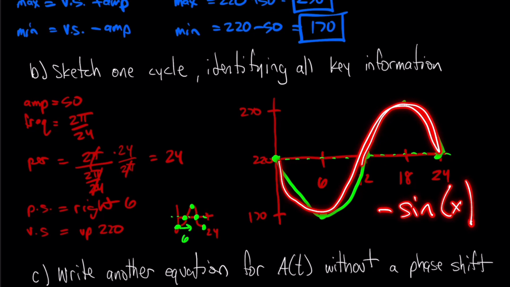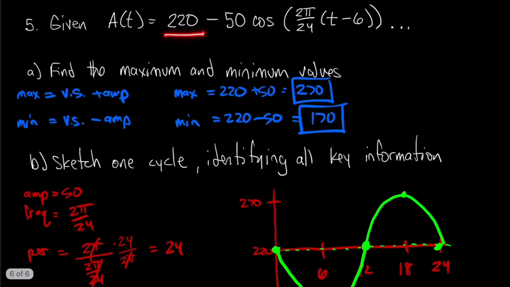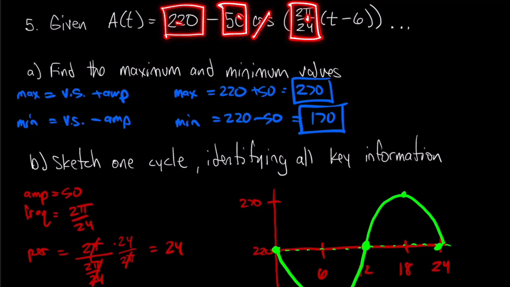So it's easy to write down now because what doesn't change from the original? The vertical shift does not change. The amplitude does not change. The frequency does not change. So all of these will be the same, except I see a negative sine and it does not have a phase shift. So there's my equation.